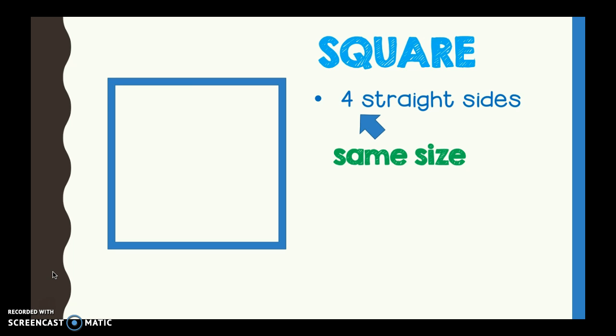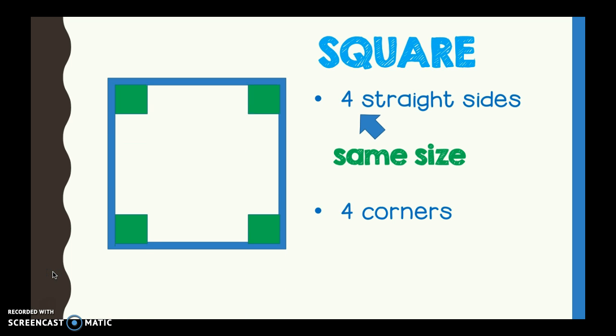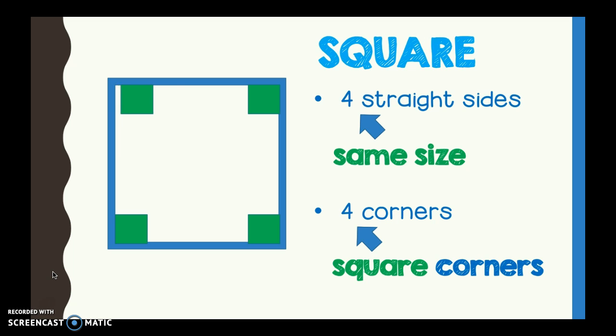And then the other cool thing about a square is it has 4 corners where those lines meet, but the corners are square corners. That means if I had like a little imaginary square, I could slide it around to each of the corners and it's going to fit snug as a bug in a rug. See? There are 4 corners and they're all square. That just means a little square could fit inside.